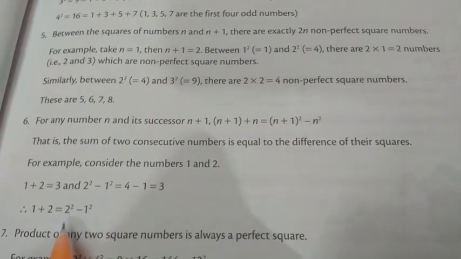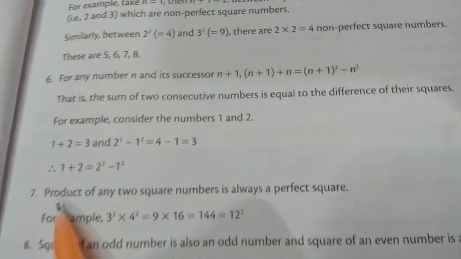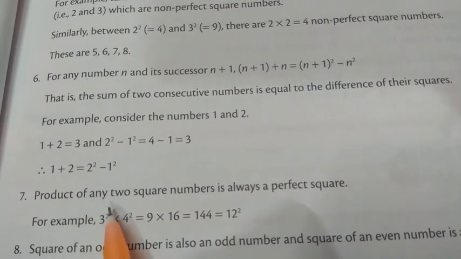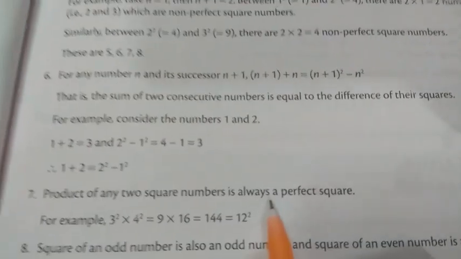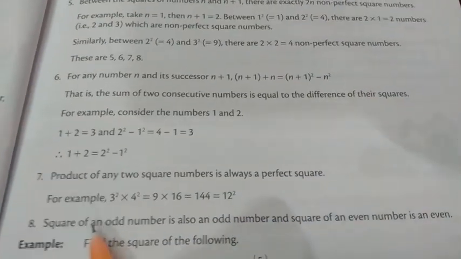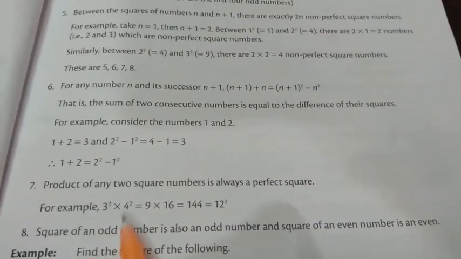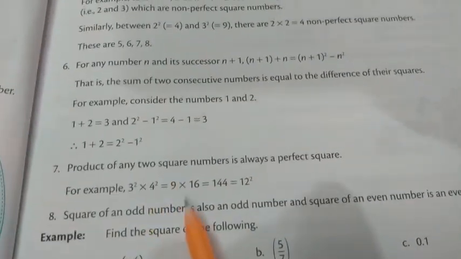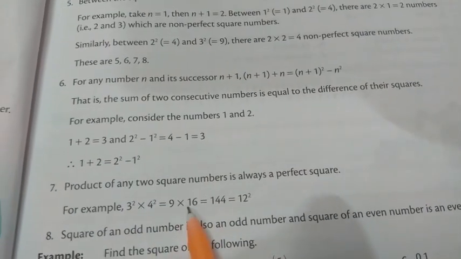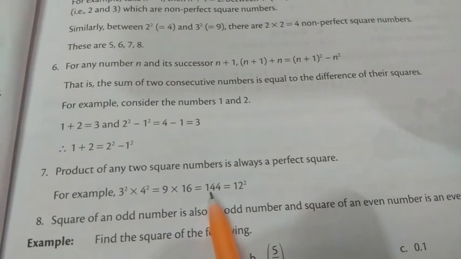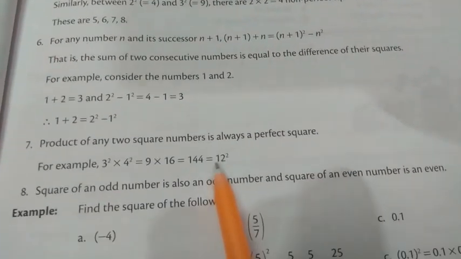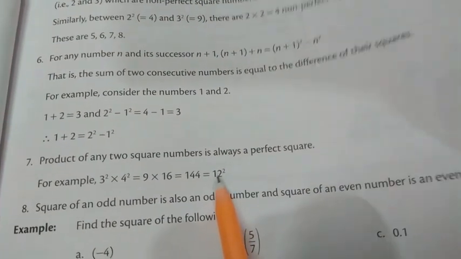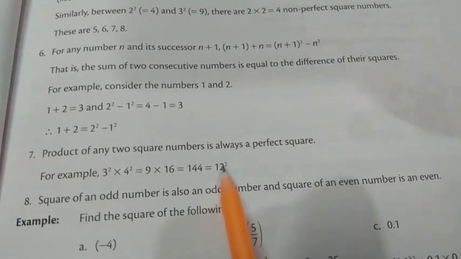Next point, the product of any two square numbers is always a perfect square. For example, 3 square into 4 square. 3 square is 9, 4 square is 16. When you multiply both the numbers, you will get 144, and 144 is equal to 12 square. 12 into 12, that is 144. So it is written as 12 square.